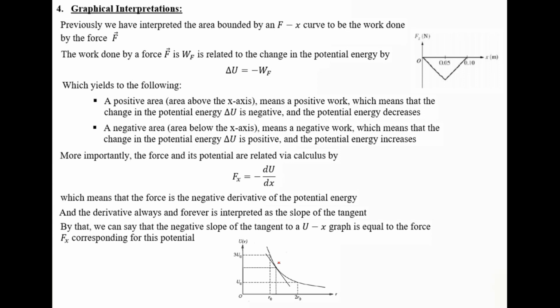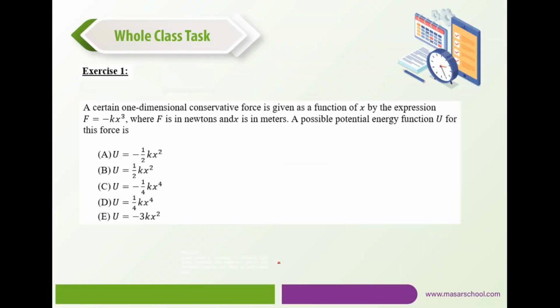Okay, then basically for the graphical interpretation, we're interested in 2 things. We're interested in the area bounded between the F function and the x-axis. This is on one hand. On the other hand, if we have U versus r, then the slope of this curve would give us the magnitude of the force itself. And now we can solve some exercises.